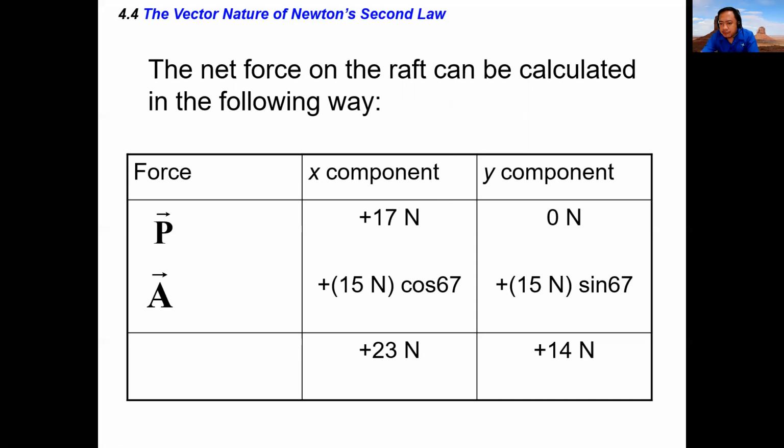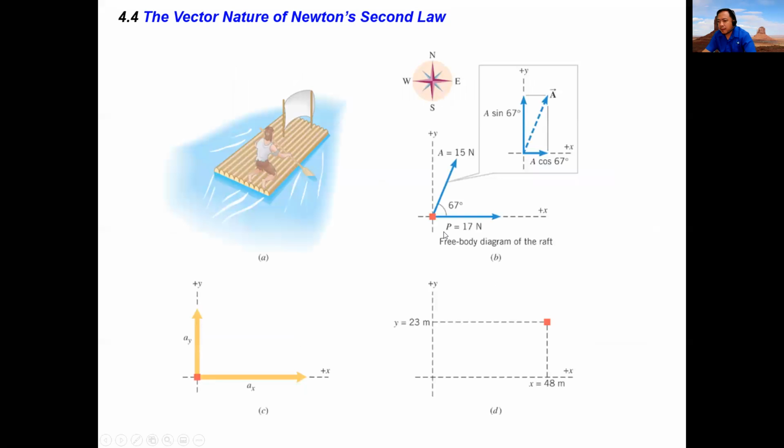If you refer previously, the P force is along x only. Take note the P force is along x, and the A force has a 15 newton magnitude, but take note it has an x and a y component. So let me have this. Have you noticed this one? The one here, this is the A, the one in broken line, and these are the components.